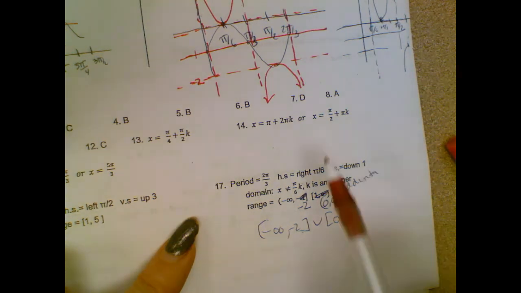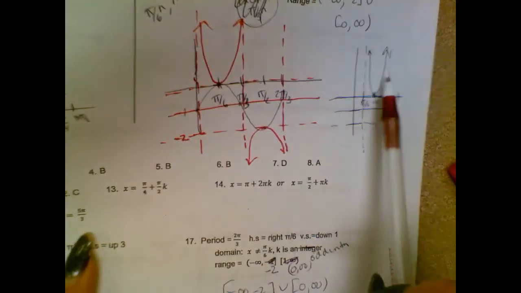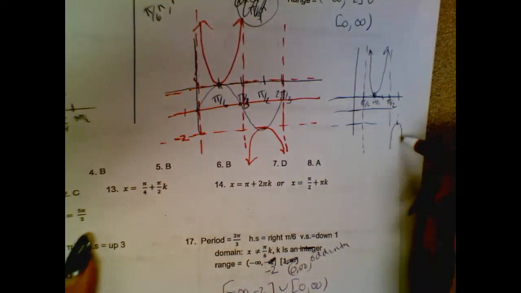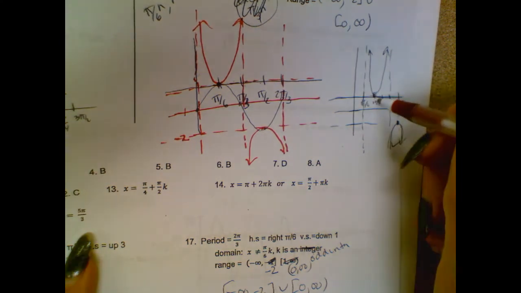The only thing that changes was the domain, because I did not shift pi over 6 to the right. So this is the other graph, pi over 6 to the right. And this is 2 pi over 3. So you should have the low at 2 pi over 3 right here. The high should be starting at pi over 3.